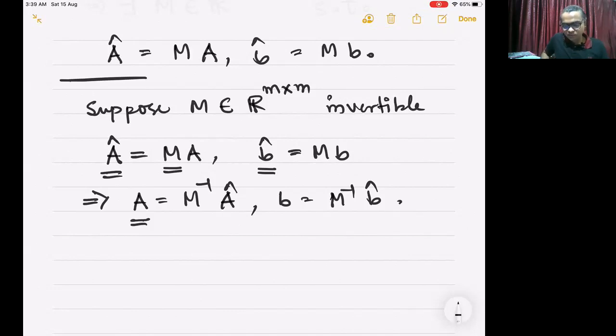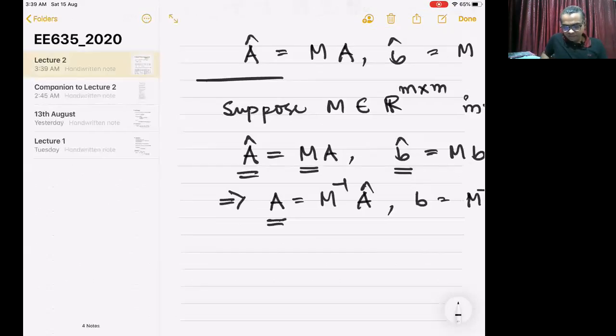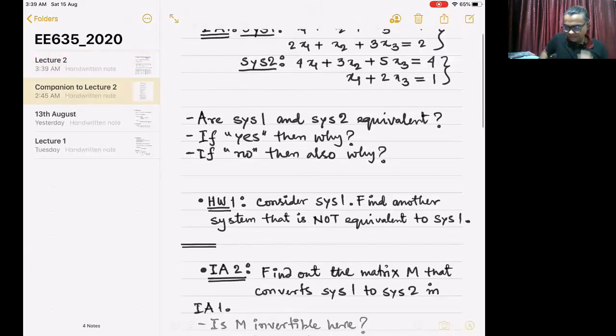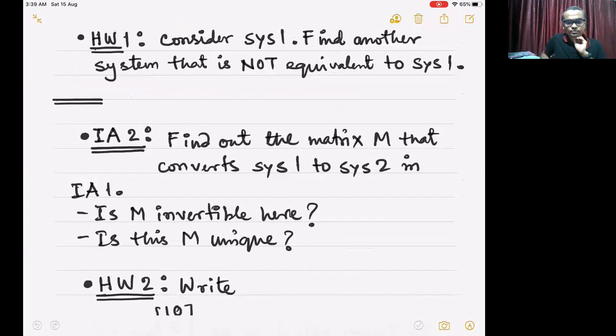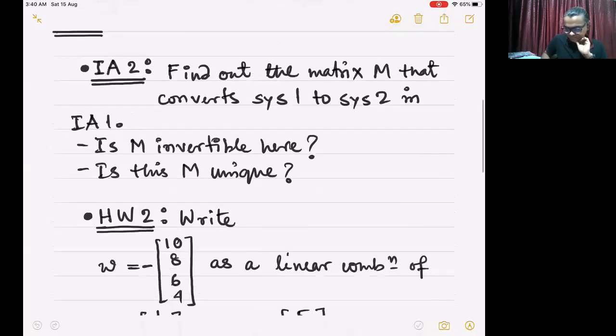Okay, so think about this, and then we meet for the next module. To help you think about this, look at this immediate attention. Find out the matrix M that converts system 1 to system 2 in our immediate attention 1 problem. Is M invertible here? Is this M unique? Think about this.